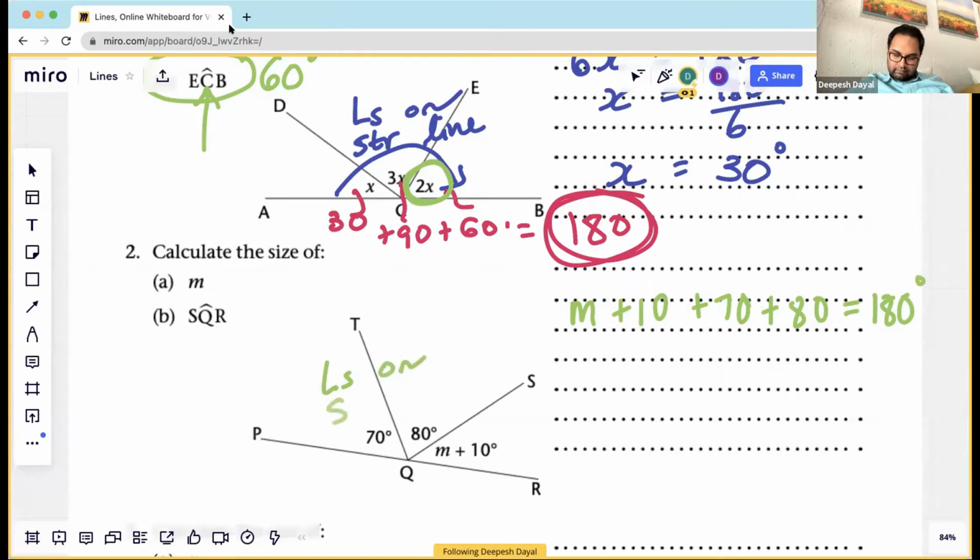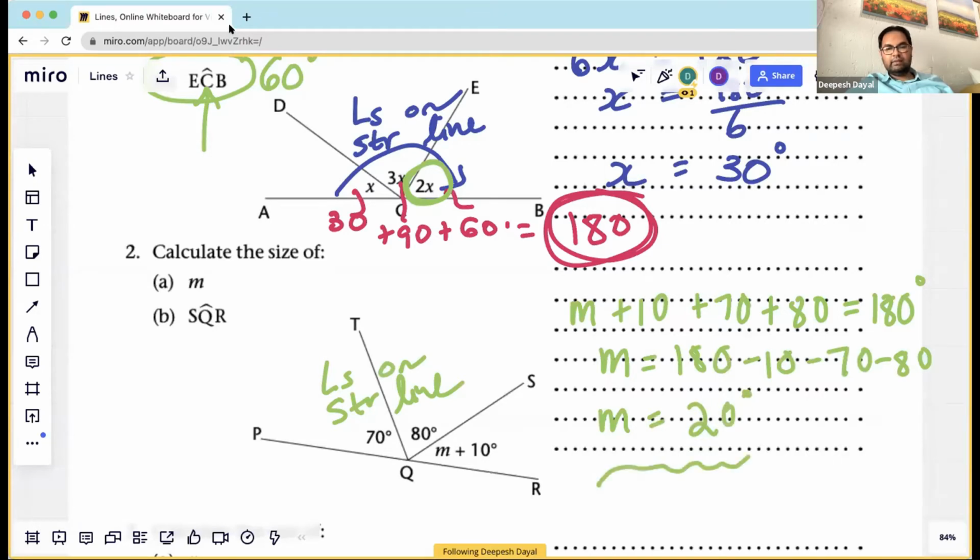So we're going to then say M equals 180 minus 10 minus 70 minus 80, equals 20, sir. 20 degrees. Well done. Everybody else got that.